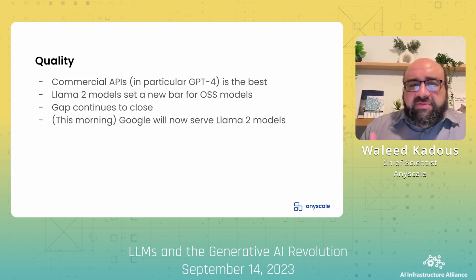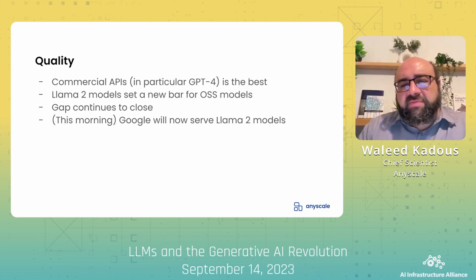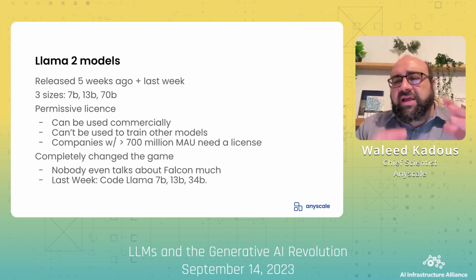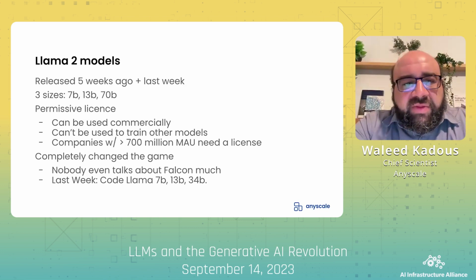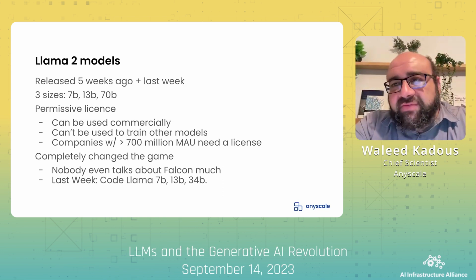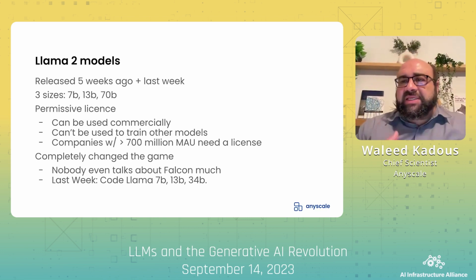And to give you some idea of how quickly this is moving, just a few days ago, we found out that Google will be now serving Llama 2 models. So Llama 2 models are effectively becoming the standard for the industry. Llama 2 models were released just a few weeks ago, and it has a very permissive license. It's not exactly open source, but it's very close to it. And it has completely changed the game.